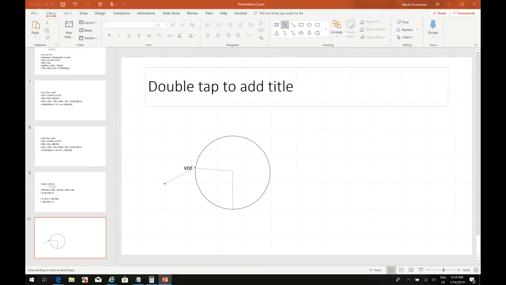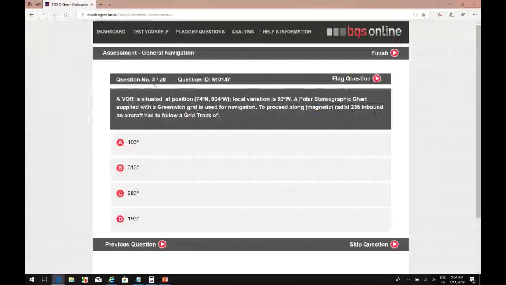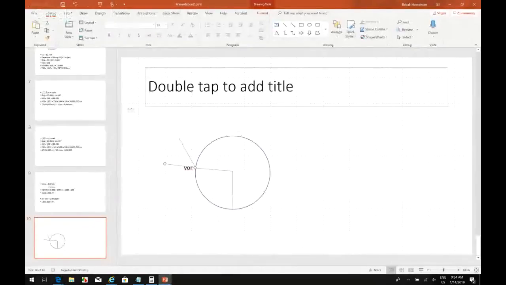So 238. So this is north now, isn't it? That's 0, 0, 0. So 238 is actually more like that. And then we take away the 50, we get 188. So actually that's going to be like that. So the true track would be 188 plus, it's going to be 008 approximately. 008 inbound, because the reciprocal of 188.